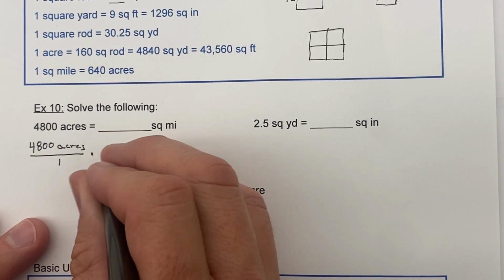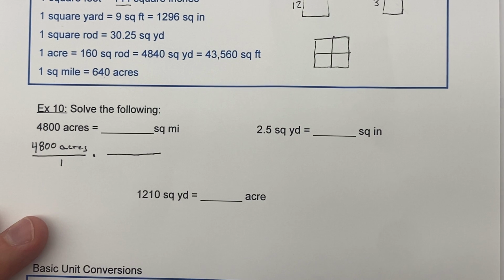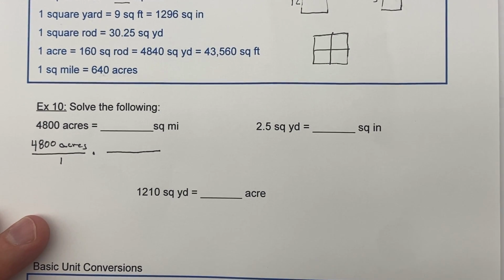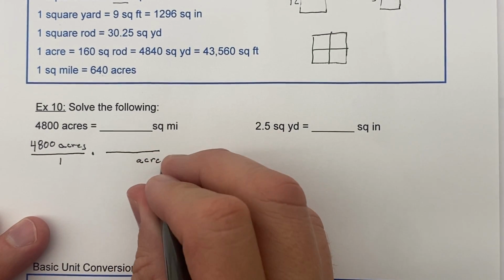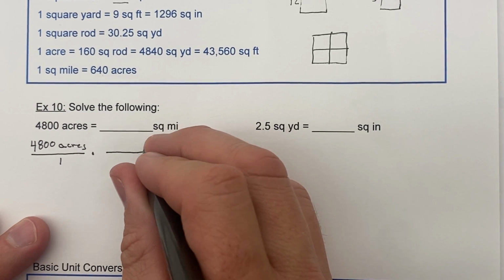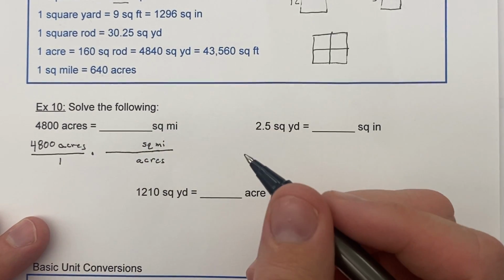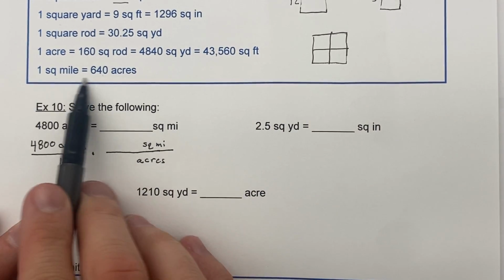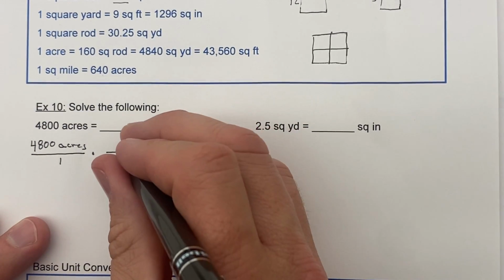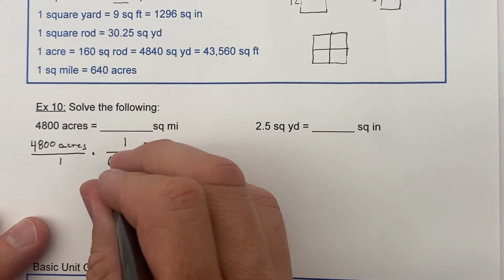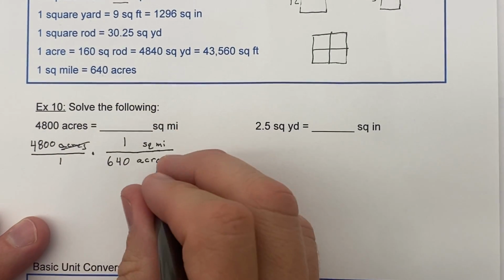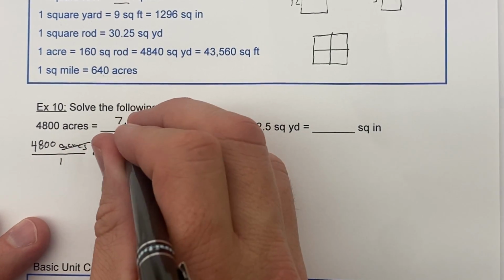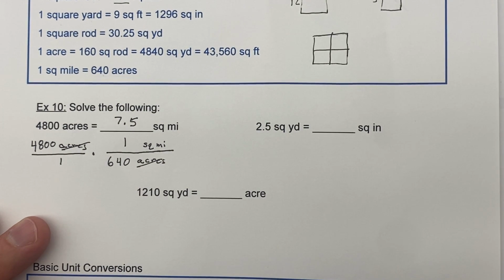I am going to go ahead and label it. Where's our acres label going to go now? The bottom. We want it to cancel. And what do I want to get it into? Square miles. So square miles to acres. Yep, that was that very last one right there. 1 square mile is equivalent to 640 acres. Acres cancel, left with your square miles, 7.5. On your own, go ahead and see if you can do the last two, or the next two.